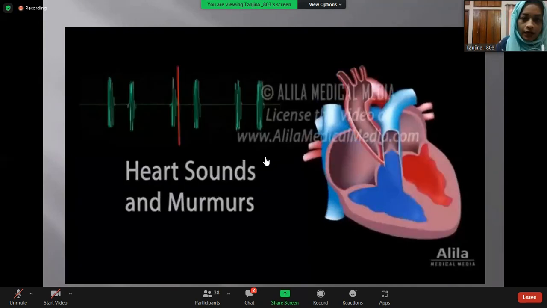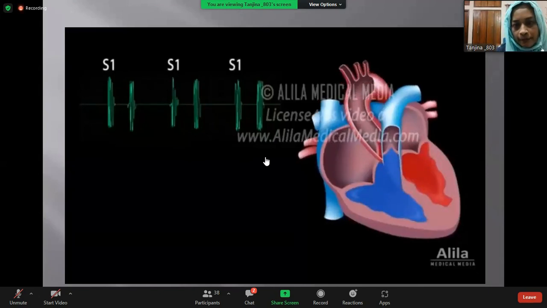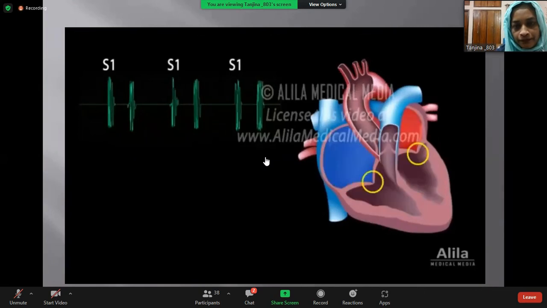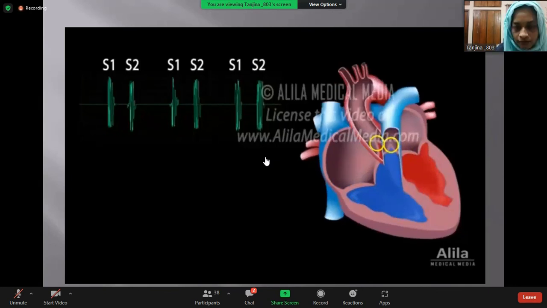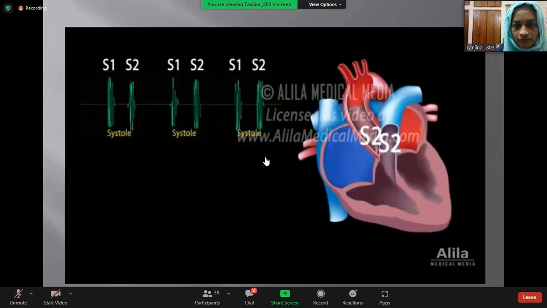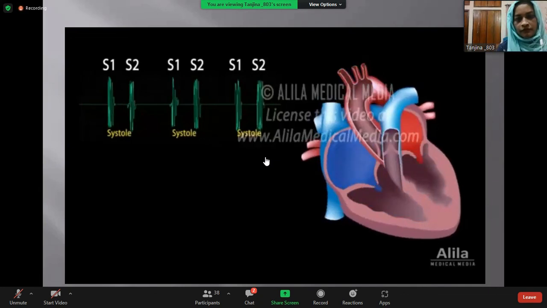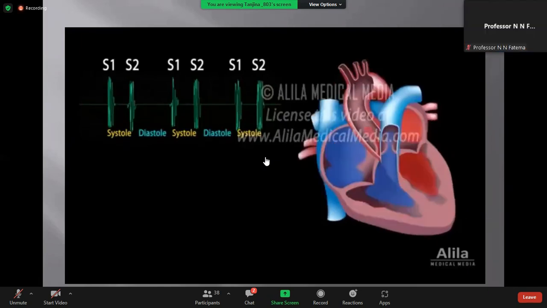Lub. The first heart sound, lub, also known as S1, is caused by the closing of the AV valves after the atria have pumped blood into the ventricles. The second heart sound, dub, or S2, originates from the closing of the aortic and pulmonary valves right after the ventricles have ejected the blood. The time interval between S1 and S2 is when the ventricles contract, called systole. The interval between S2 and the next S1 is when the ventricles relax and fill with blood, called diastole. Diastole is longer than systole, hence the lub-dub, lub-dub.